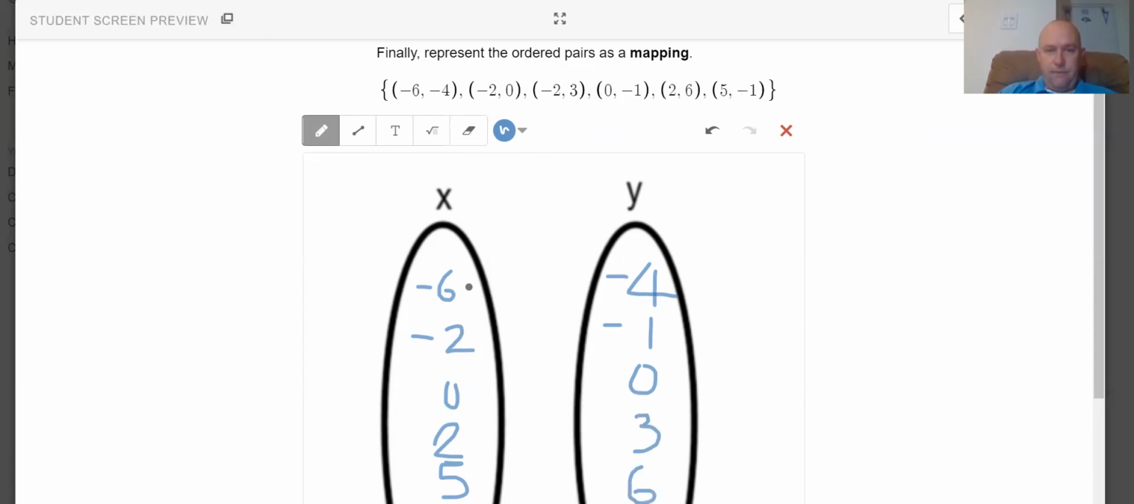So -6 to -4, all we do is we draw an arrow connecting the x value to the y value. -2, 0, I'll go there. -2, 3, 0, -1, 2 to 6, and then 5 to -1. So in reverse, obviously, if you have a mapping, you can just look at the arrows and that will tell you which coordinates there are. So this is clearly (-6, -4). I can see there's a (-2, 0), and a (-2, 3).